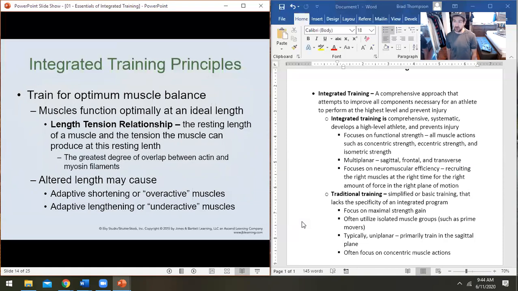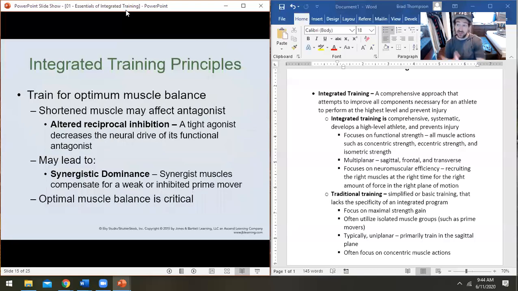We want to look at somebody's overactive muscles, and basically turn the overactive stuff off and turn the underactive stuff on. That is our main goal, and that is very much an integrated principle. Whereas a traditional strength training program would focus on just strengthening the body. But if they're not taking the time to address those underactive muscles, that's going to lead to muscle imbalances.